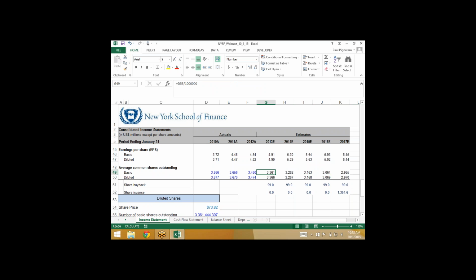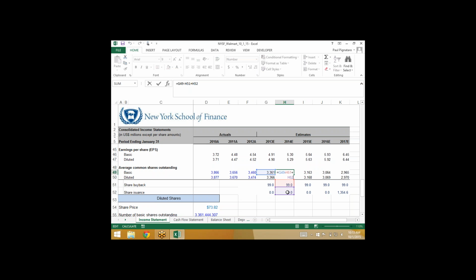So what I want to do is, right now I have my formula equals the 2013 minus the share buyback. I want to add the share issuances to it. I'm going to add the share issuances to the share buyback. I'm going to do it in 2014 forward. So 2014 says equals G49 minus H51 plus the share issuances.